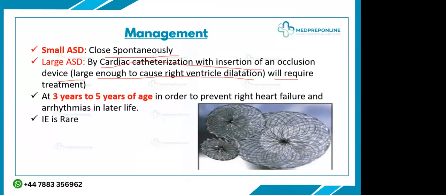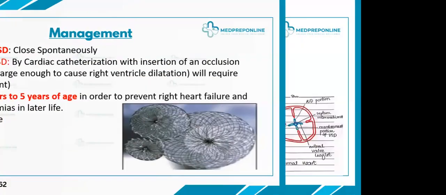For the large ones, you have to go for transcatheter cardiac catheterization. This is a device which you push along the catheter through the ASD, and then you just push it back, and this device opens up and occludes the atrial septal defect, and it is going to close it. Usually we do it at 3 to 5 years of age in order to prevent right heart failure and arrhythmias in later life. And infective endocarditis is usually rare.